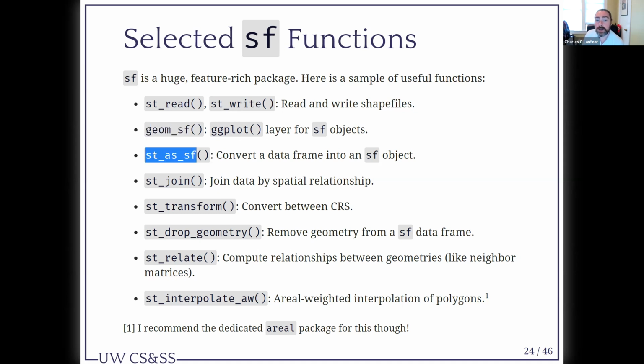st_as_sf will convert a data frame into an SF object. You'll say st_as_sf, and then you'll specify the column that contains the geometry, and it will convert it to an SF object.